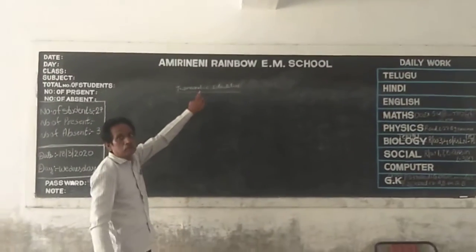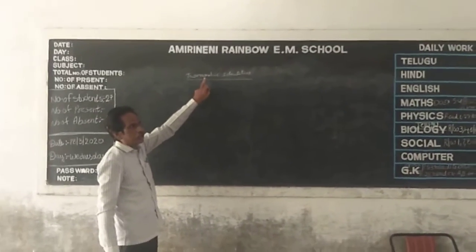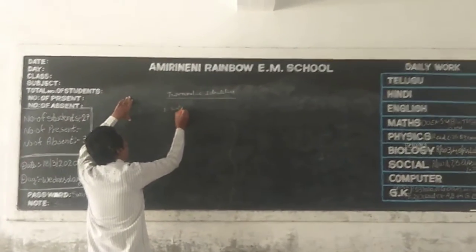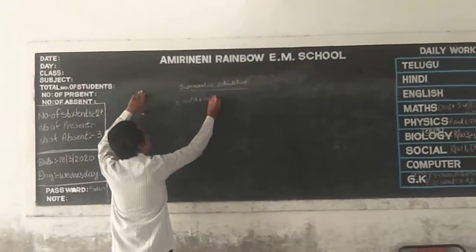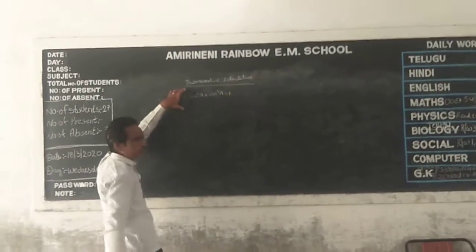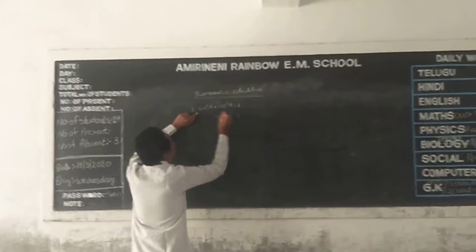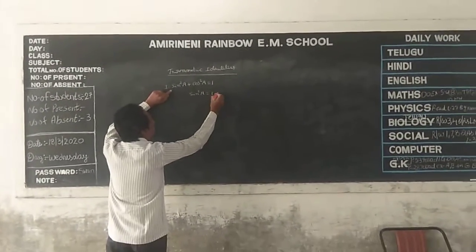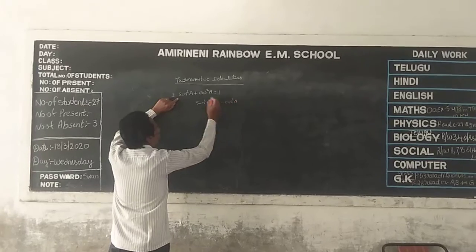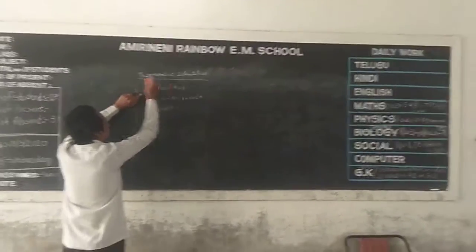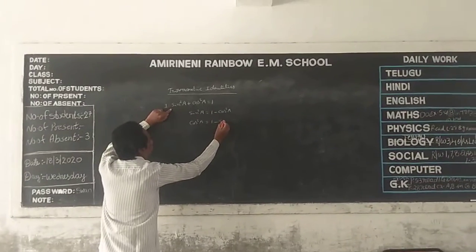Next topic: trigonometric identities. In trigonometric identities, the first identity is sin square A plus cos square A is equal to 1. This is called first identity. From this, sin square A is equal to 1 minus cos square A. Cos square A is equal to 1 minus sin square A.